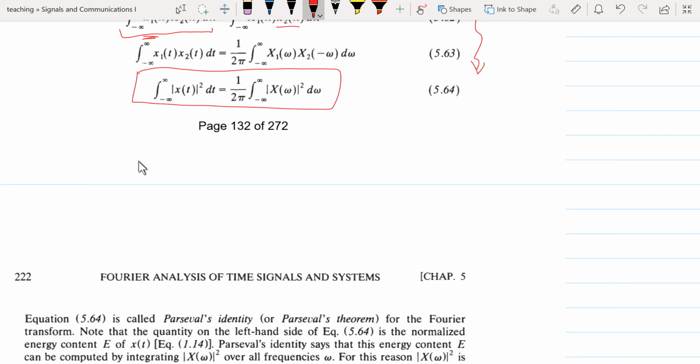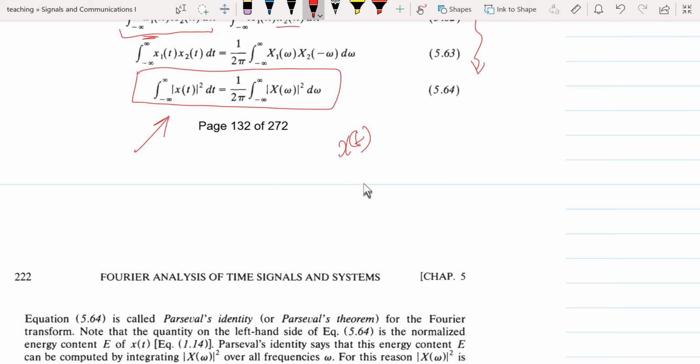Remember we met Parseval's relation or Parseval's theorem in the Fourier series, and it was similar to this, except that now this one is for non-periodic signals, or rather a generalization to non-periodic signals. And therefore, we are saying that equation 564 is called Parseval's identity. And we notice that the quantity on the left allows us to determine the normalized energy of our signal in time domain x of t.